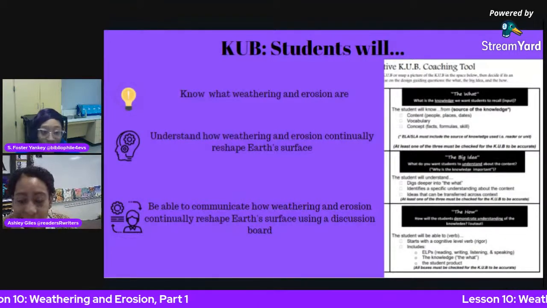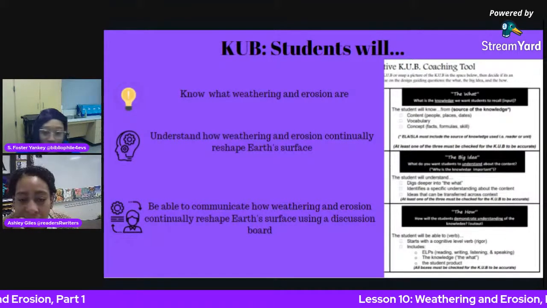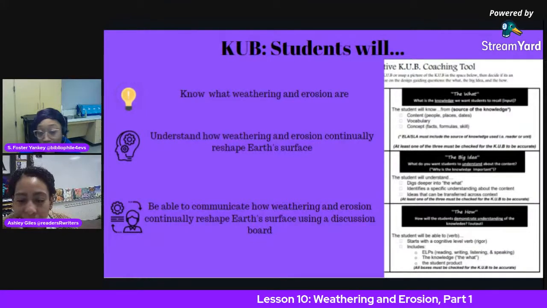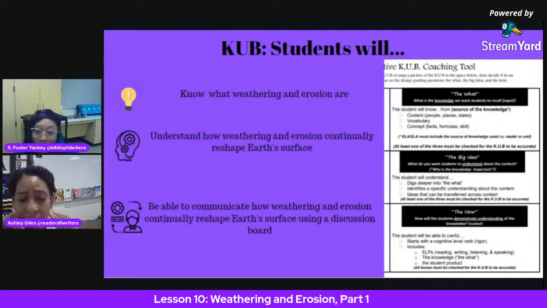Yeah, using that flow chart. Yeah, I like that one a lot better. Or you could do both. You could do a discussion, but yeah, it's up to the teacher.